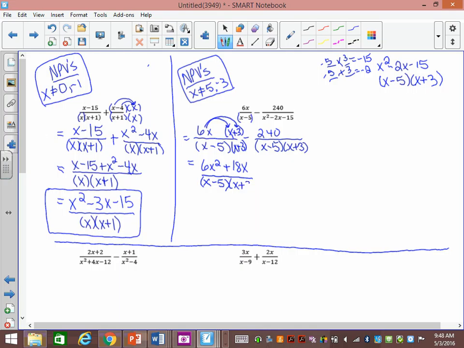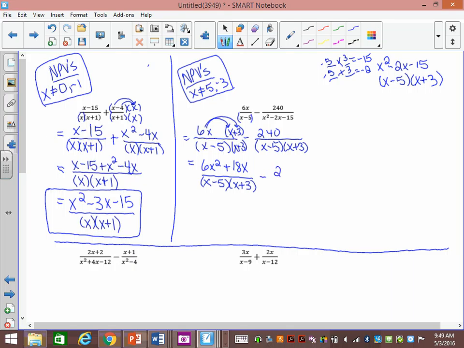Why wouldn't I FOIL the bottoms together? Ultimately, I'm trying to do what? Get the same common denominator and simplify. If I put them back together, I'm expanding it. And then at the very last step, I'm going to have to factor them back out, which would not be helpful.